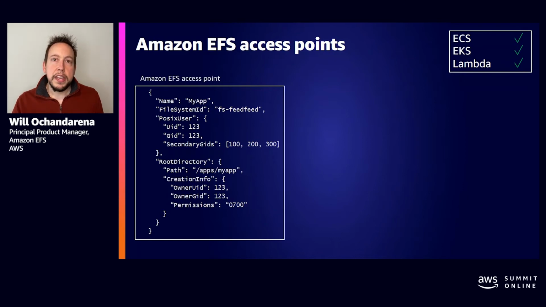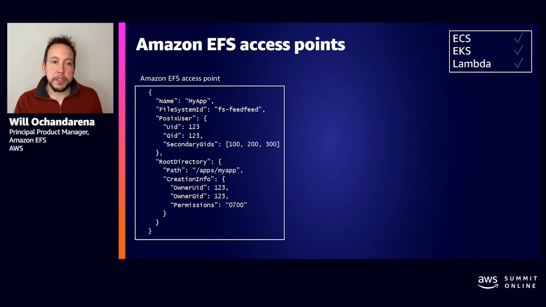What this says is any application that connects through this access point will be rewritten to this user and group, which means you don't have to worry about what identity the application has on the compute side. You only have to worry about which identity you give to the access point. So now you have control over which user an application operates as, which is important for access management.